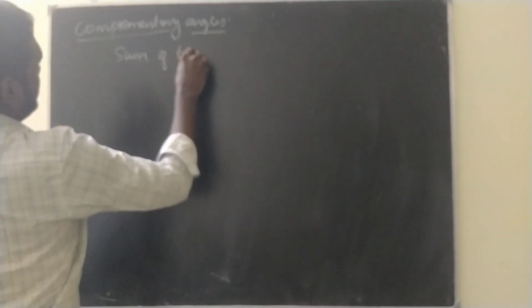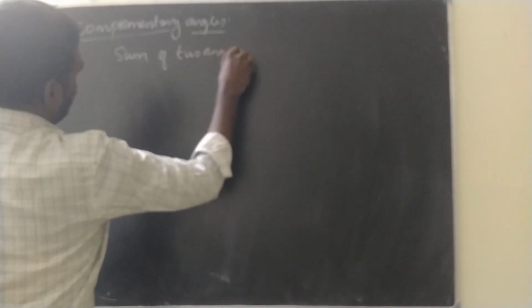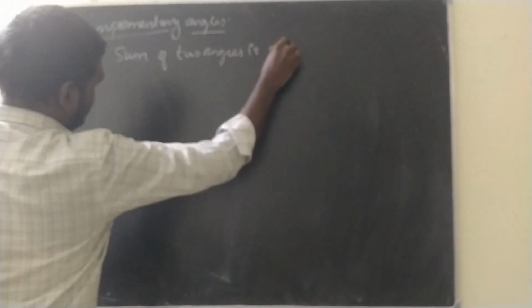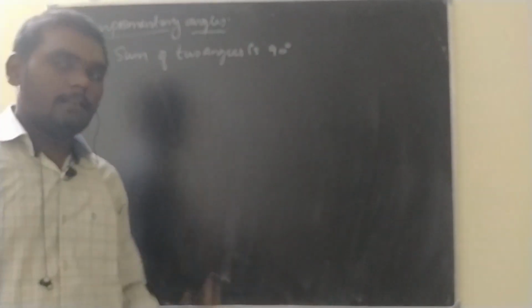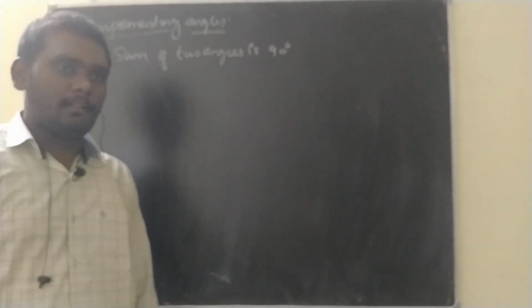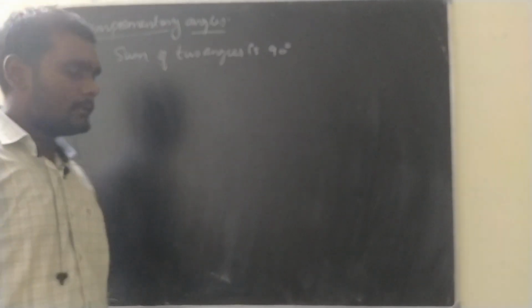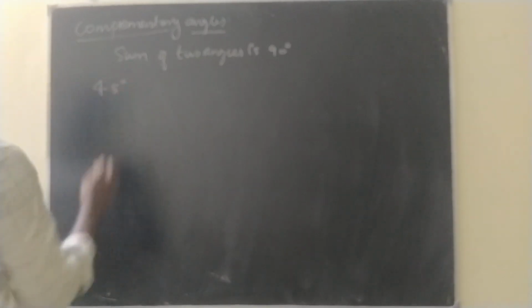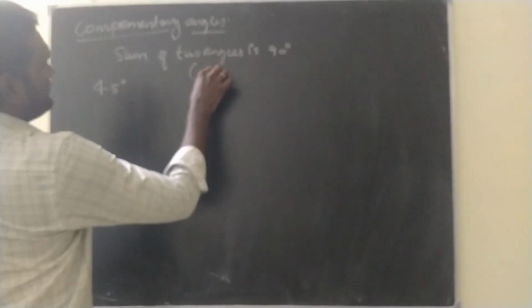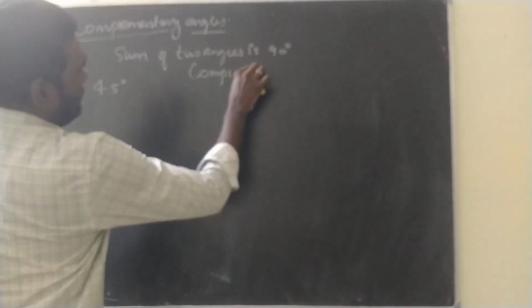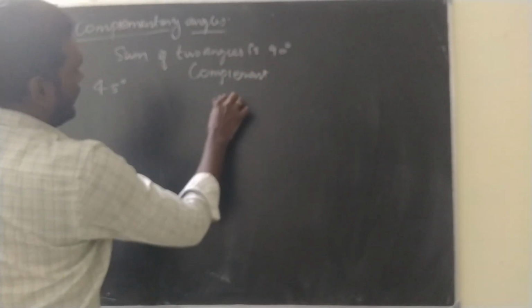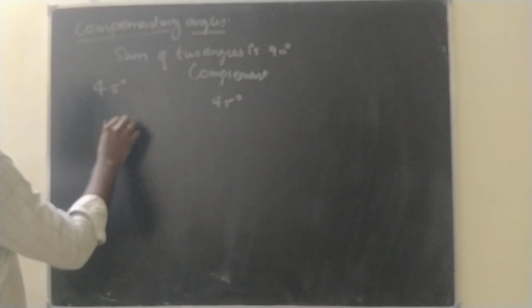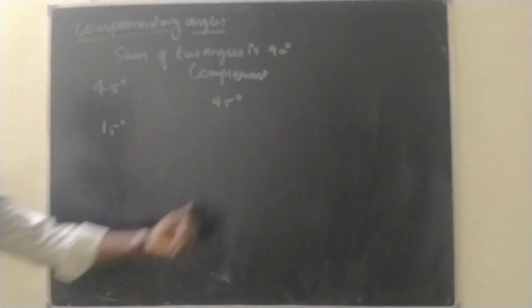If the sum of two angles is 90 degrees, then those two angles are called complementary angles. Suppose for the angle 45 degrees, what is its complement? 45 degrees. For an angle 15 degrees, what is its complement?